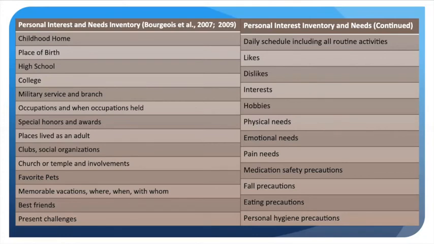So a detailed family outline, present challenges, daily schedules, routines, likes, dislikes, interests, hobbies, physical and emotional pain, needs, medications, safety precautions, fall precautions, eating precautions, personal hygiene precautions, all of the above. So all of this stuff is very important to acquire.